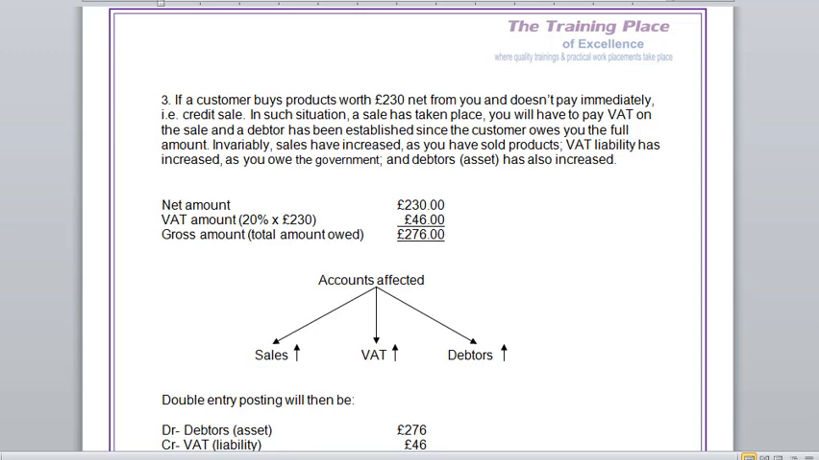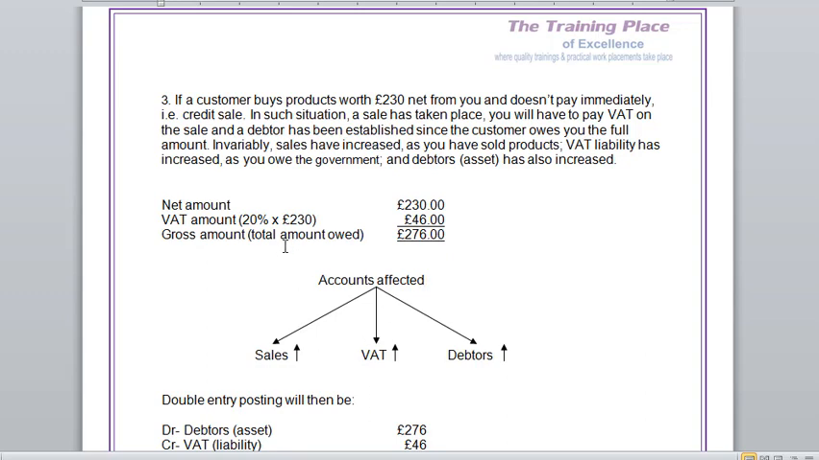Again, I repeat, that is just to keep the VAT system very simple. Standard VAT. In this situation, a sale has taken place. You will have to pay VAT on the sale, and a debtor has been established since the customer owes you the full amount. Invariably, sales have increased as you have sold products. VAT liability has increased as you owe the government, and debtors, which is an asset, has also increased.